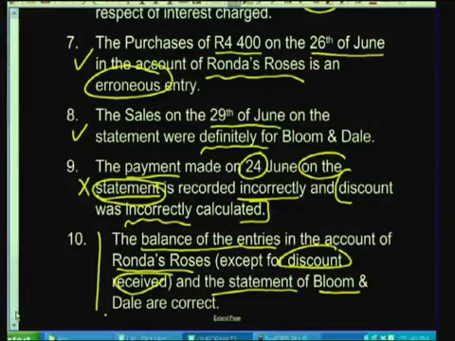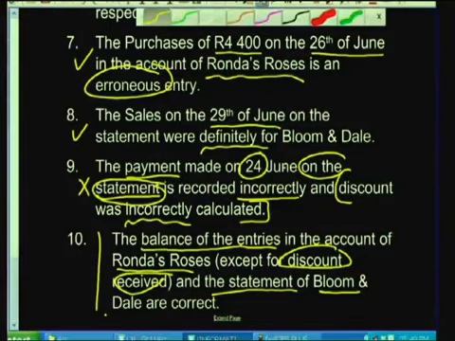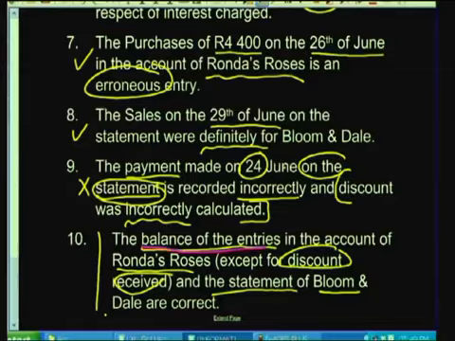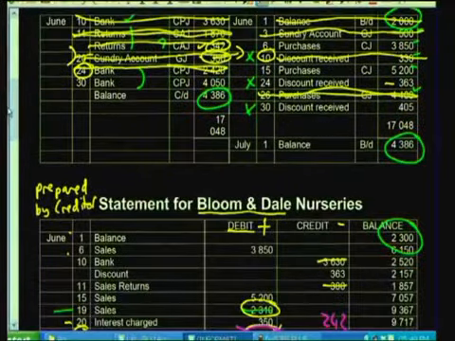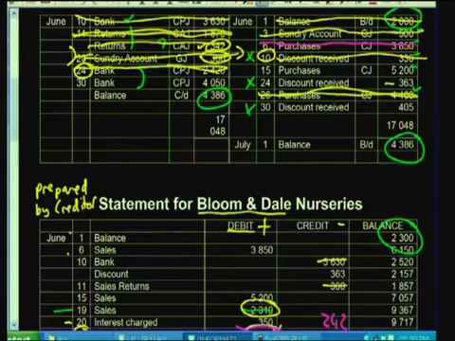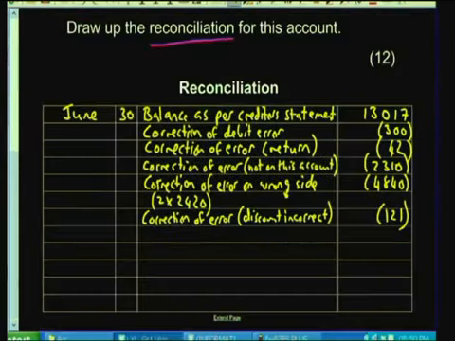Adjustment number 10 is still the one which says that all the other entries, the balance of the entries on the account of Rhonda's Roses and on the statement are correct. So what I'm doing is I'm just ticking them off and recording them in our books as we should. So our next entry happened on the 6th. Here is a purchase for 3,850 Rand. So we've been told that that statement entry is correct. So I'm going to just record it in my books as I should, 3,850 on the credit side.